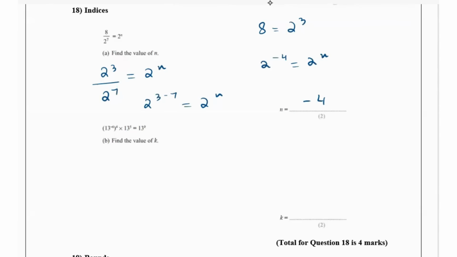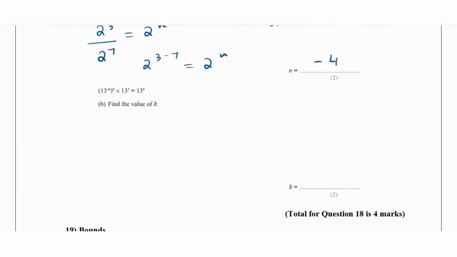Then it says 13 to the power of negative 6 times 4 times 13 to the power of 5 equals 13 to the power of k. Whenever we have a power outside the bracket and inside the bracket, we multiply the powers. So it's 13 to the power of negative 6 times 4 first, which is 13 to the power of negative 24 times 13 to the power of 5.